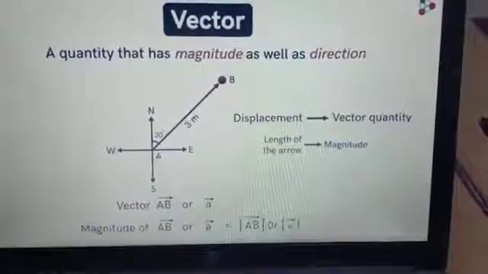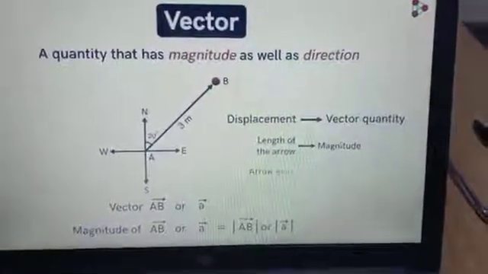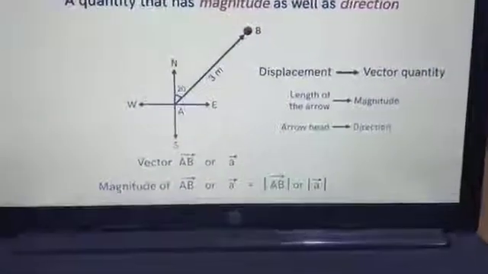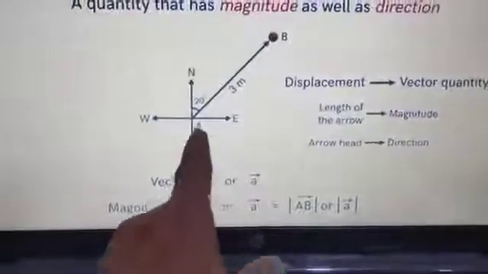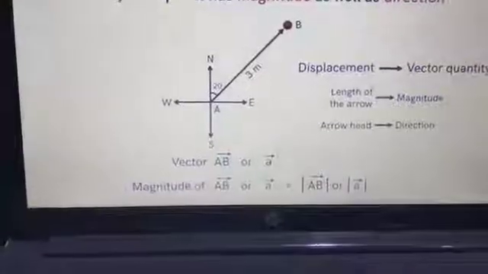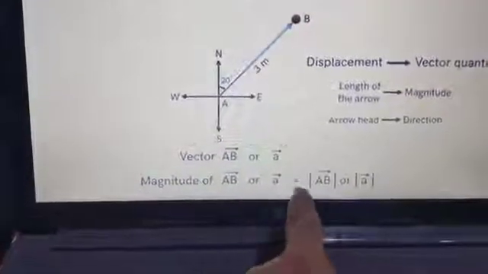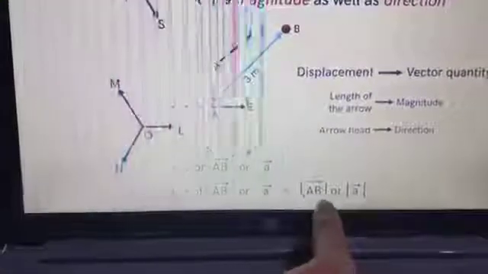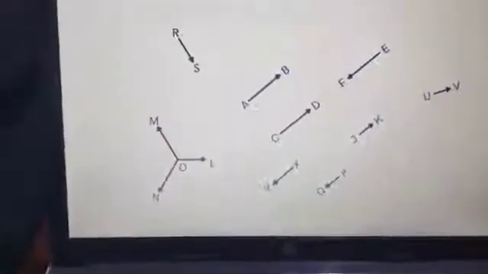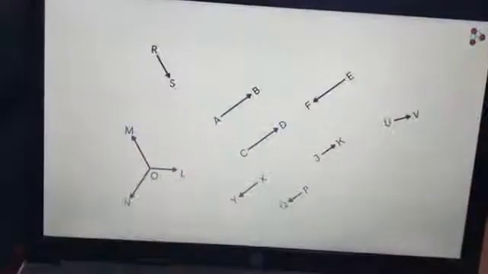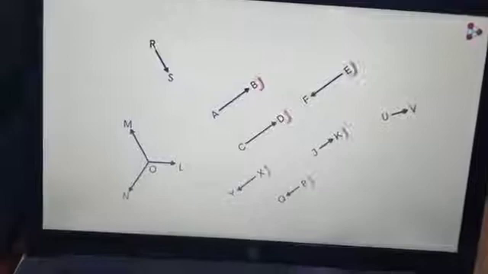The length of the arrow describes the magnitude, and the arrow head gives the direction. Vector AB, or you can write this as A in general. The magnitude of this one is the absolute value of AB, or the absolute value of A. You can see here different types of vectors.